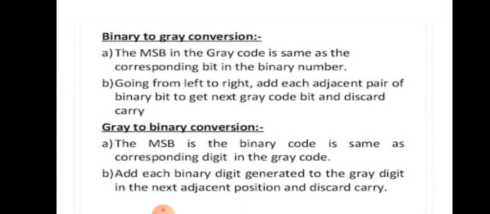Today we have seen the introduction to weighted and non-weighted codes, which are weighted and which are non-weighted, how we have to write the gray codes and what is the speciality of gray codes. After that we have seen, between BCD and binary, which numbering system is more efficient. So all these points we have covered in today's video lecture.